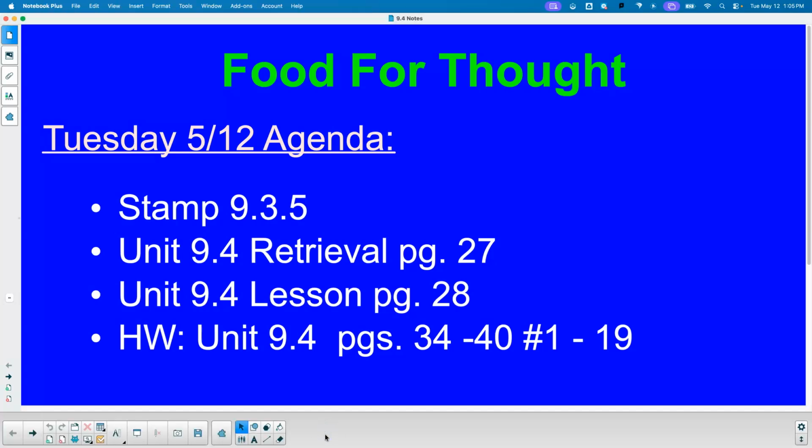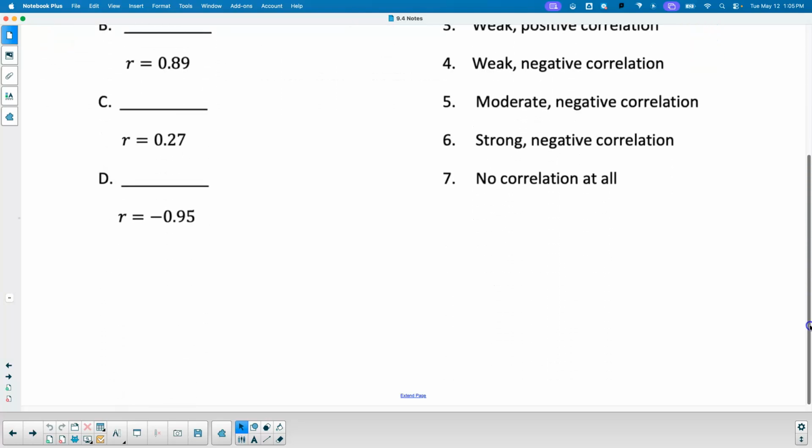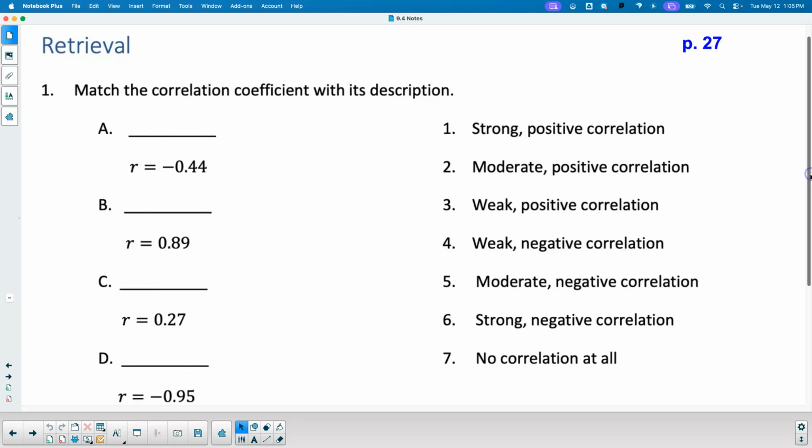All right. So on page 27, we've got a little matching activity: match what kind of correlation coefficient that is with its description. Four of them to match. Give you a minute to get it done. Go.